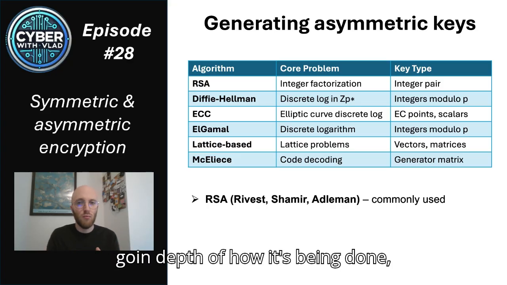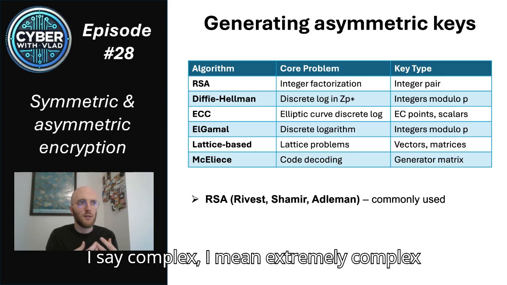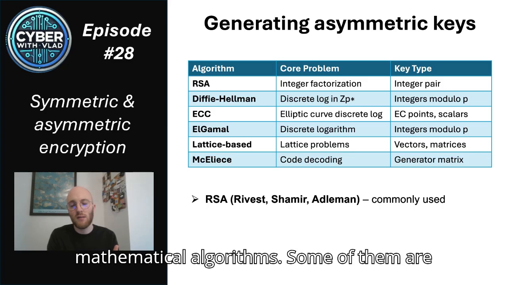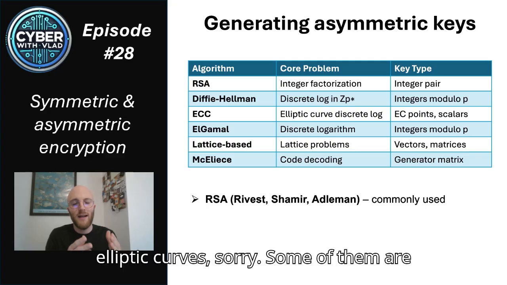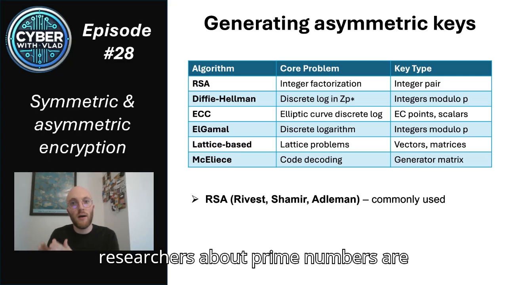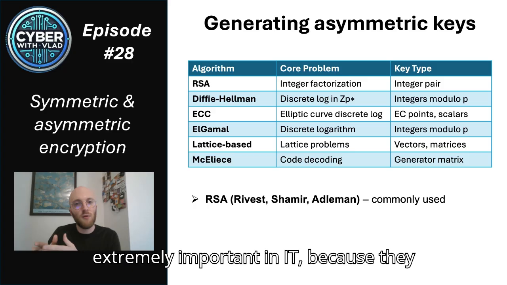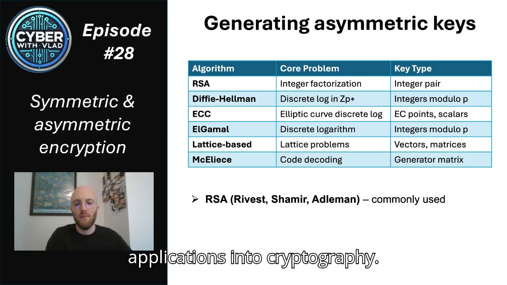I'm not going to go in depth of how it's being done because that relies on complex, and when I say complex, I mean extremely complex mathematical algorithms. Some of them are using elliptic curves, sorry. Some of them are using prime numbers, which is why all the research about prime numbers is extremely important in IT because they have direct implications and applications in cryptography.